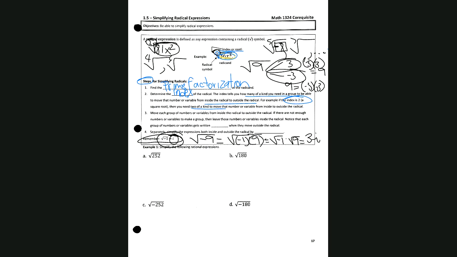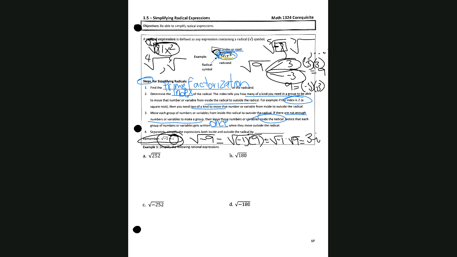So let's move on here to number 3. Then you move each group of numbers or variables from inside to the outside, like what we were saying on the previous step. If there are not enough numbers or variables to make a group, then those will remain inside the radical. Also, notice each group of numbers or variables gets written only once when they move outside the radical.